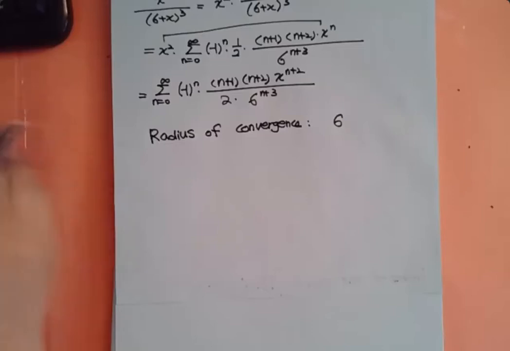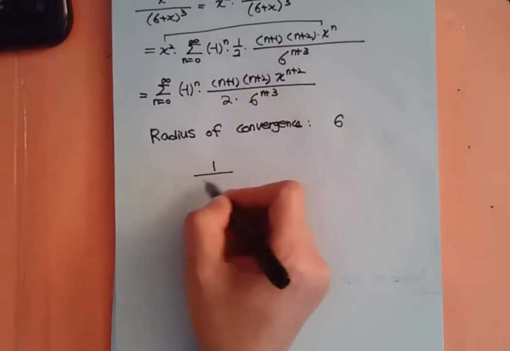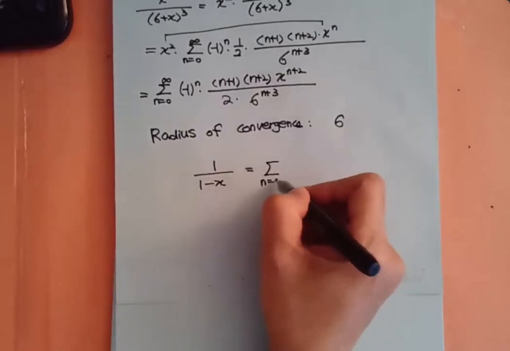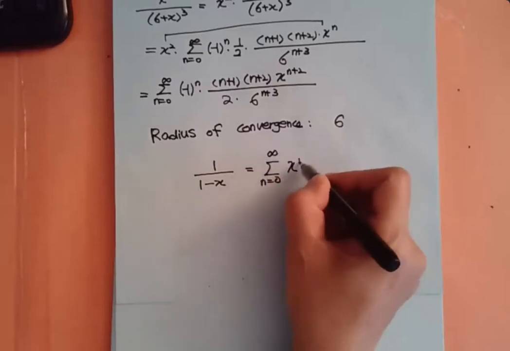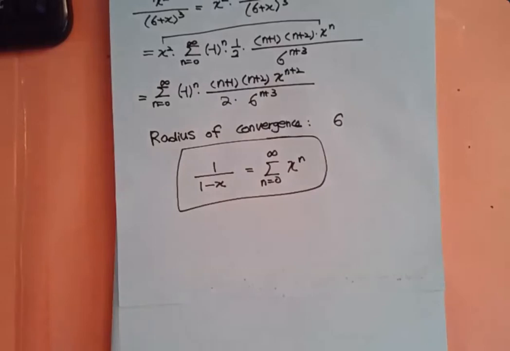So any question? So today what we did was a pretty mechanical process, but we always use 1 over 1 minus x equals summation n equals 0 to infinity x to the n power. Of course, this comes from the geometric series, right?